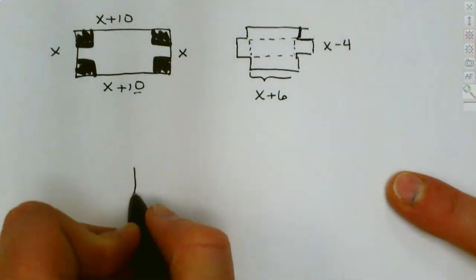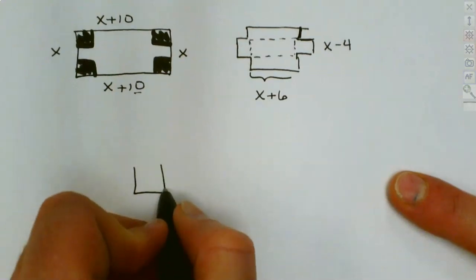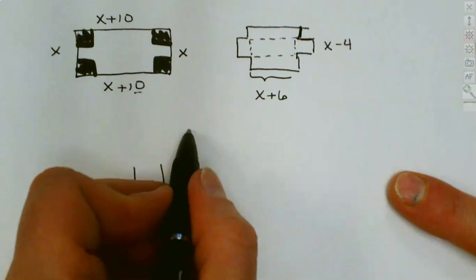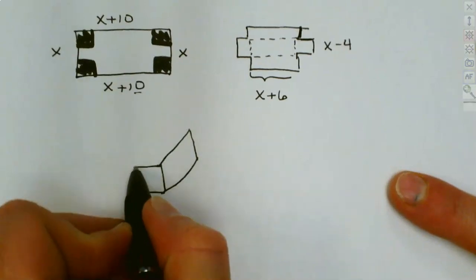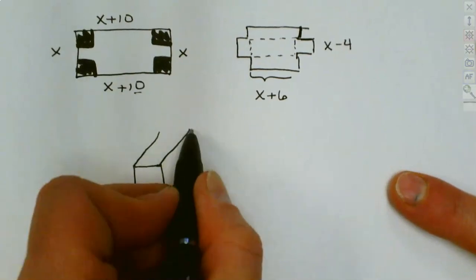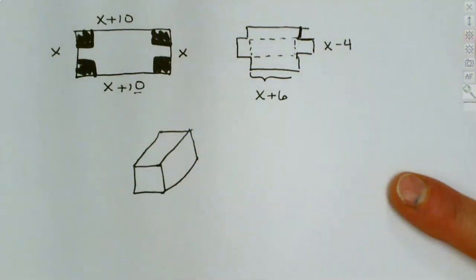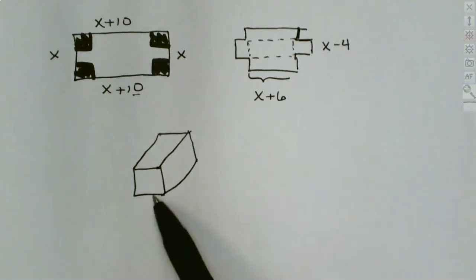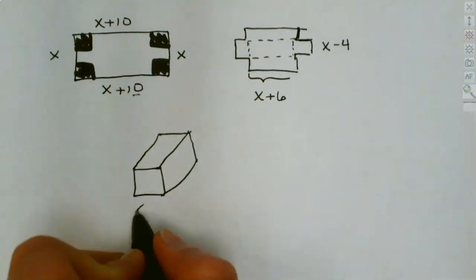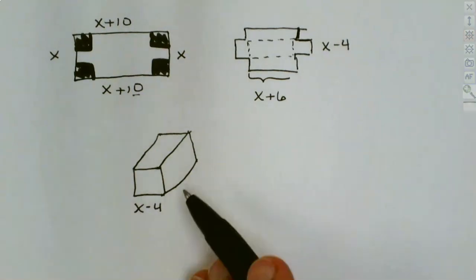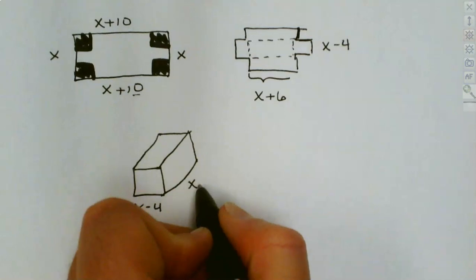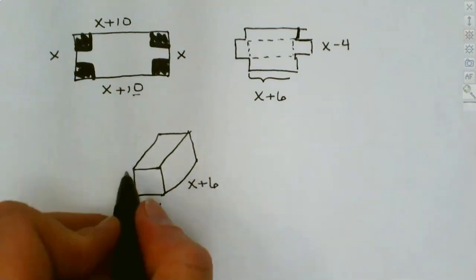So let's try and fold this box up, and then we'll dimension it. And then we'll use our volume formula. So this is what we've got. We've got our rectangular solid here. Okay, so this edge here goes with this. So this is going to be x minus 4. This edge goes with this one. That's x plus 6.